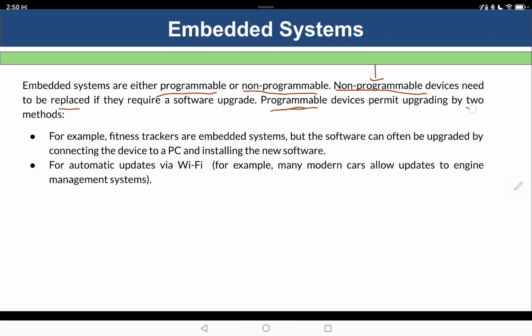And there are two methods that are used to upgrade programmable devices. For example, a fitness tracker can be upgraded by connecting the device to a PC or installing new software. While for automatic updates, we can update using Wi-Fi. For example, a smart car can be updated via Wi-Fi. So these are examples of how programmable devices are updated.